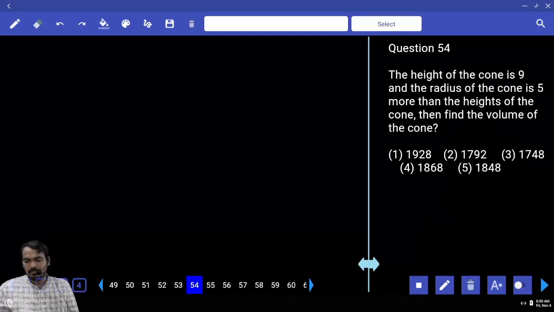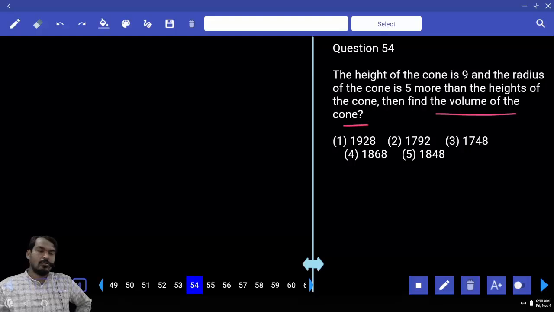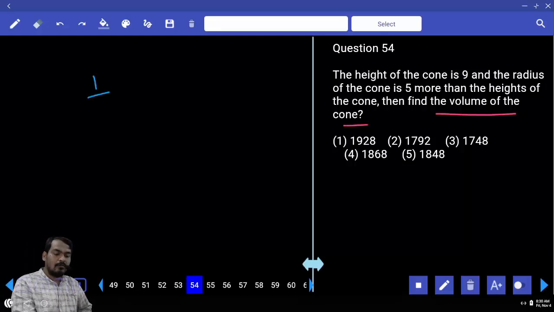Next, question number 54. The height of the cone is how much? 9. And the radius of the cone is 5 more than the height of the cone. Find the volume of which one? Cone. What is the cone volume formula? 1 by 3 pi r square h. Do we require this one or not?